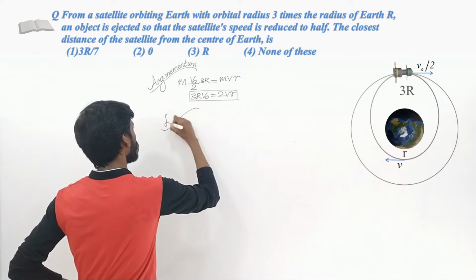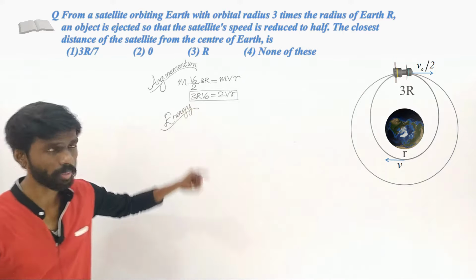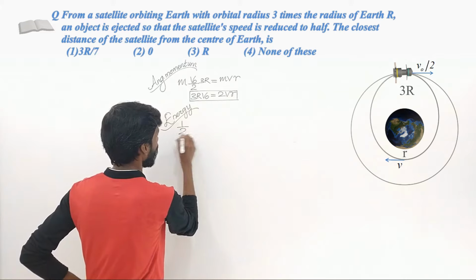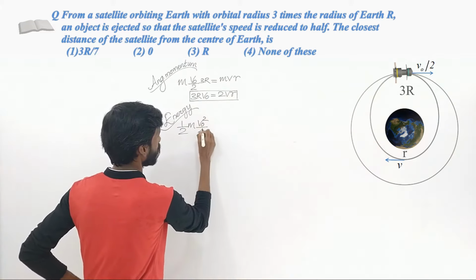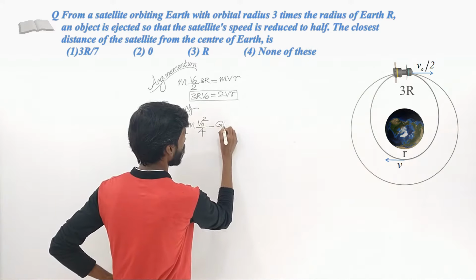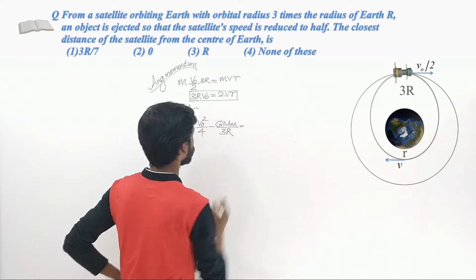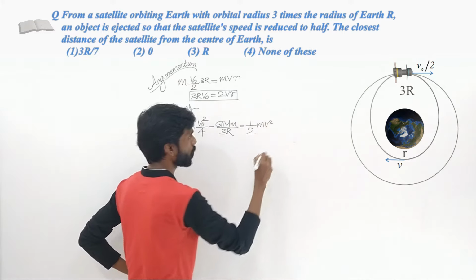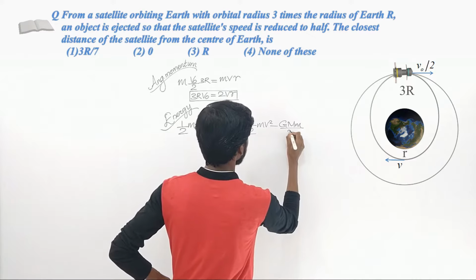Now we'll also use the conservation of energy. We find the energy at these two endpoints and equate them. What is the energy at the topmost point? The kinetic energy is half m v squared, where v here is V0 by 2, the whole squared, and the potential energy is minus GMm divided by the distance, which is 3r. That must be equal to the kinetic energy half m v squared at the lower end minus GMm divided by r.